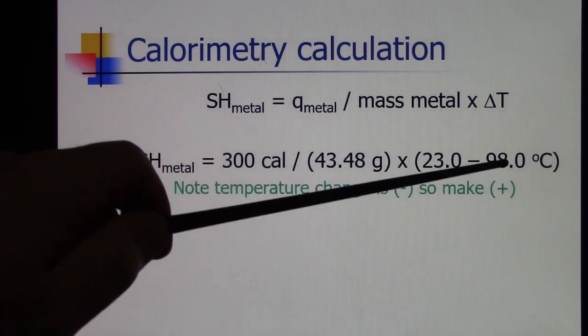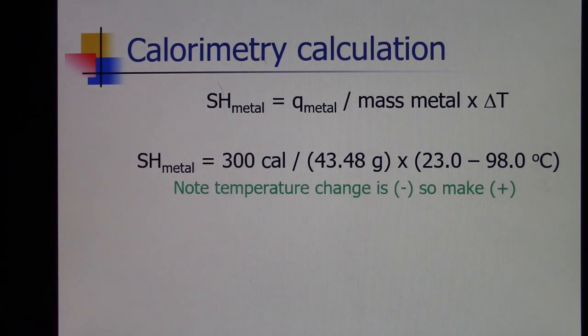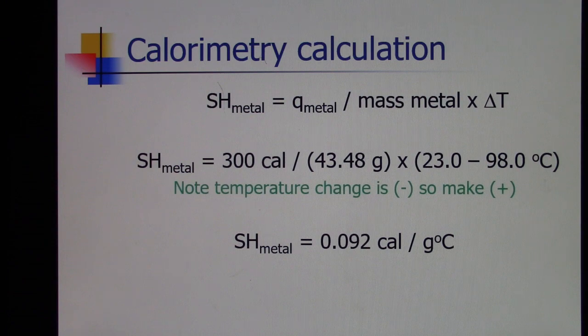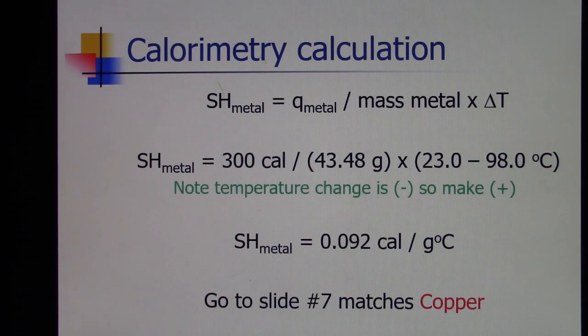Now note the T final minus the T initial is negative, so just make it positive. It makes it easier to do the calculations. I like to use absolute value. You don't have to use the negative. It makes it less confusing and easier if you just change everything to positive quantities. Anyway, the specific heat for this calculation came out to 0.092 calories per gram degree C. So go back to slide number 7, and that matches copper. That would be our answer for that.